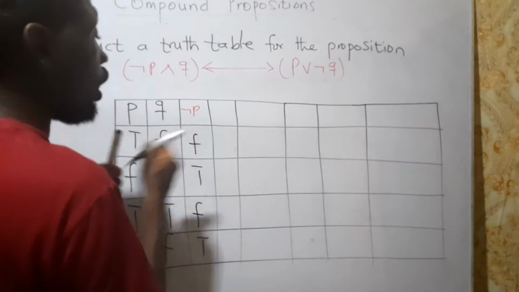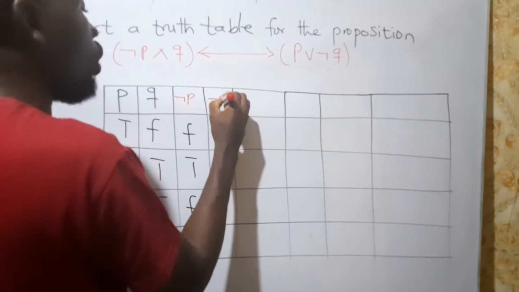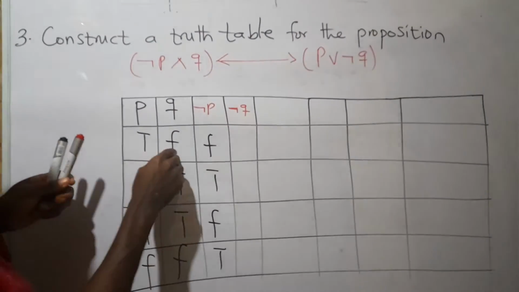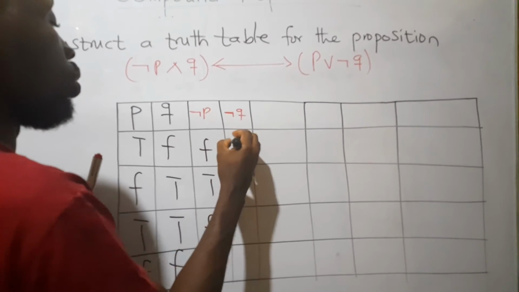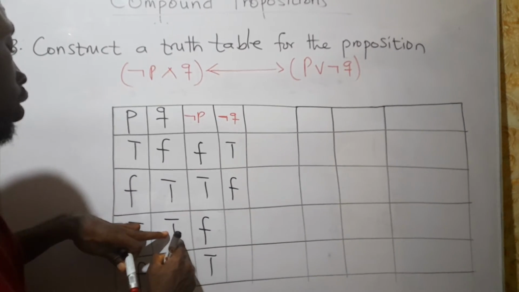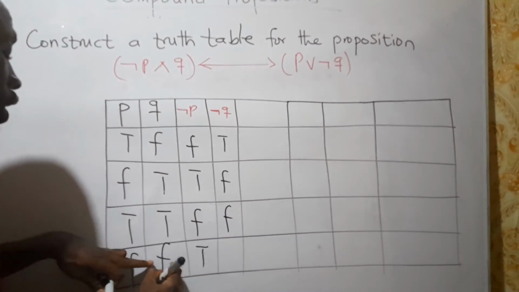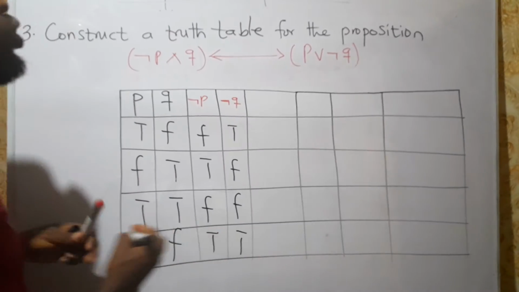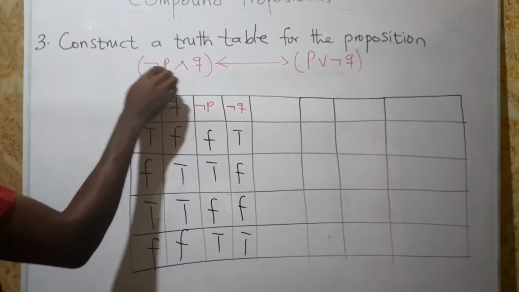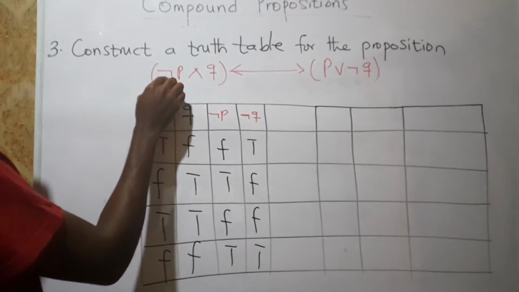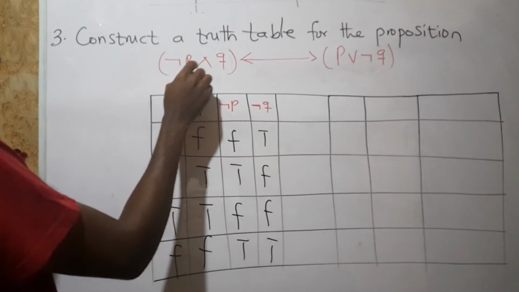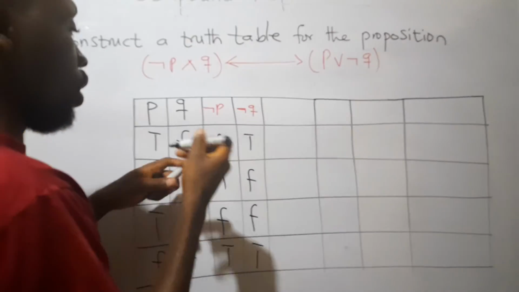Then we deal with the negation of Q as well. The same thing. As far as this is false, it will be true. As far as this is true, it will be false. As far as this is true, it will be false. As far as this is false, it is true. Since we have found a negation, now we can do the conjunction. That's the negation of P and Q. So the negation of P conjunction Q. So we deal with that.